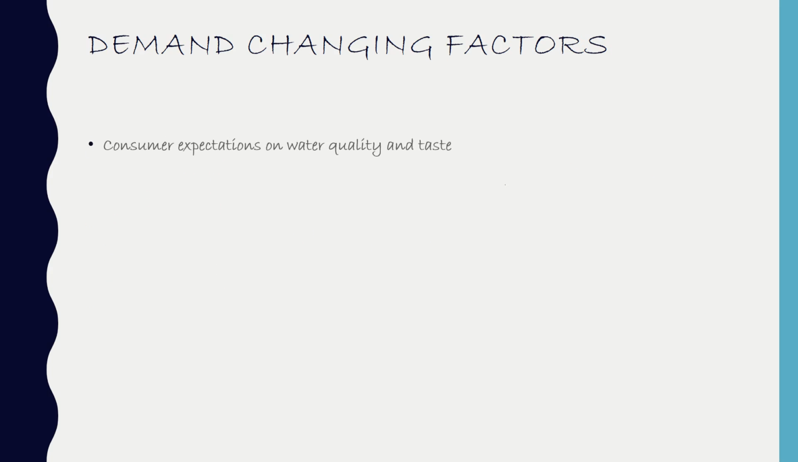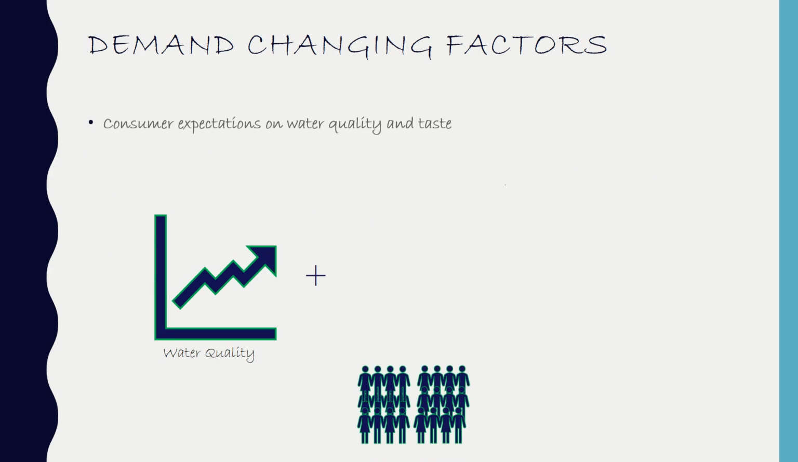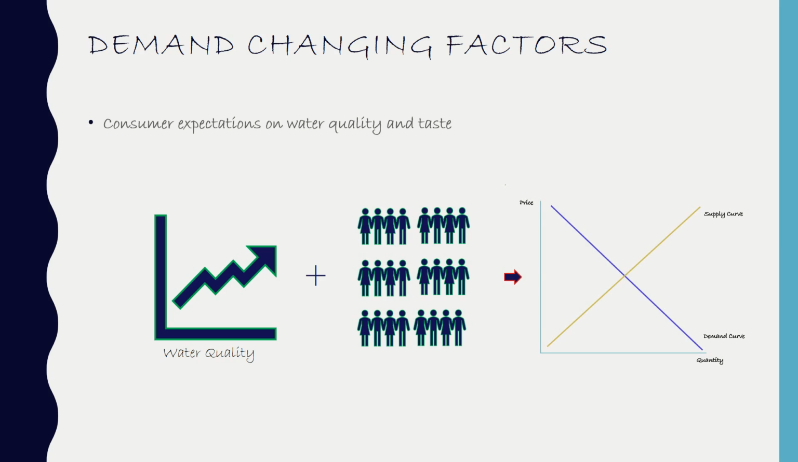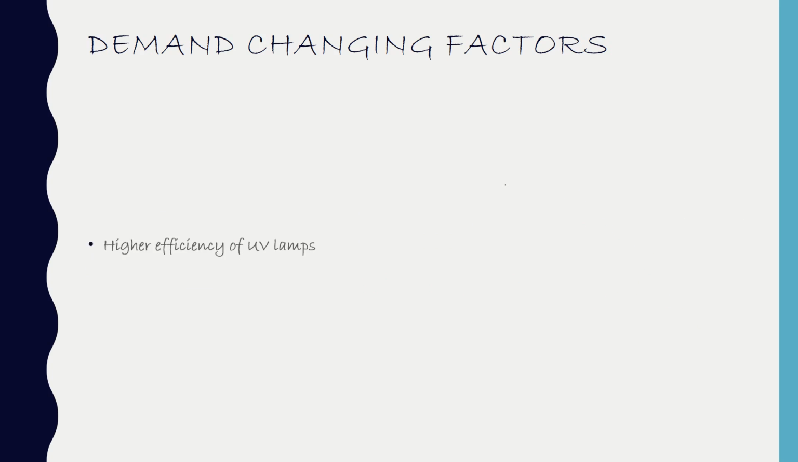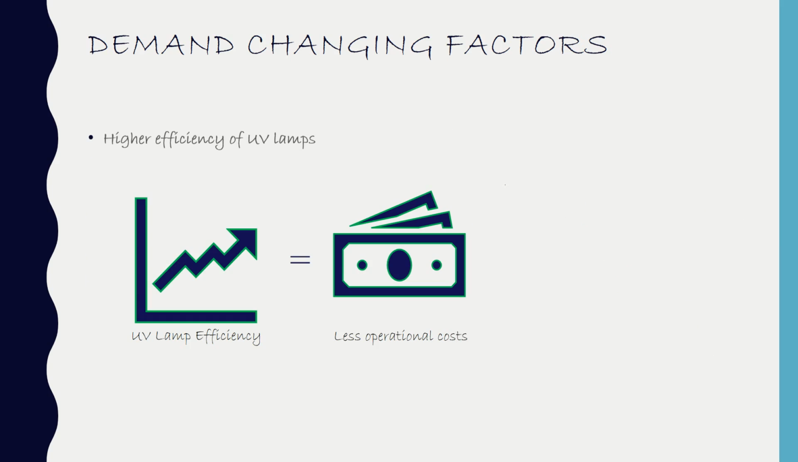If, for example, more and more people demand a higher water quality, we will most likely see an increase in demand on UV disinfection lamps. Or, if UV disinfection lamps become more efficient and less operational costs are required, the technology becomes more attractive, and we probably see an increase in demand.